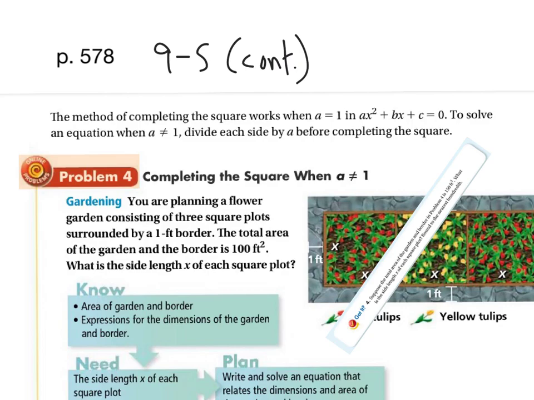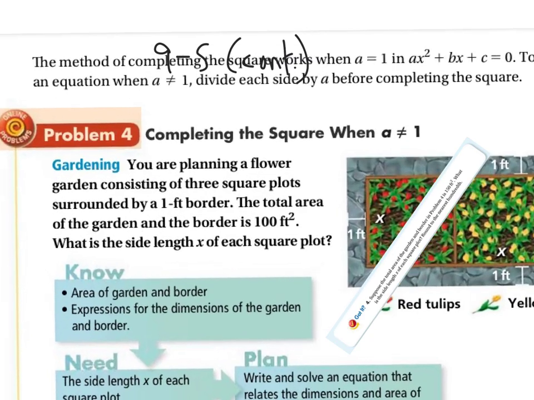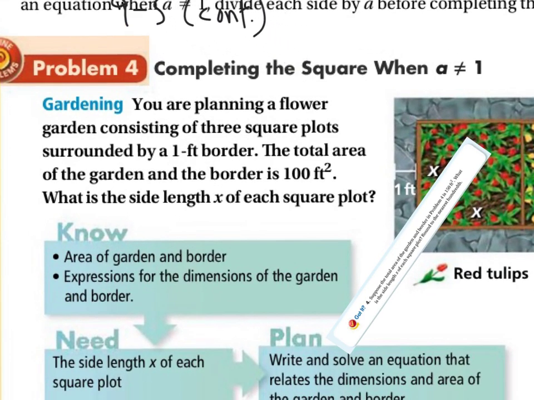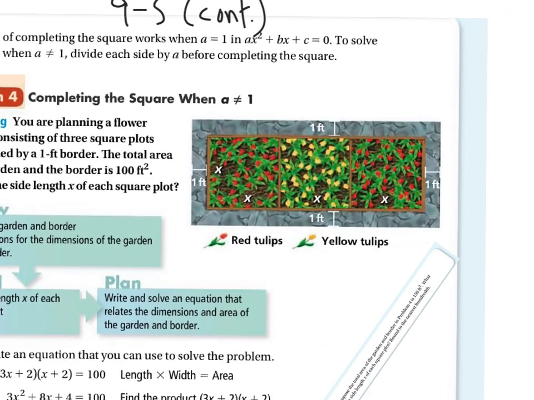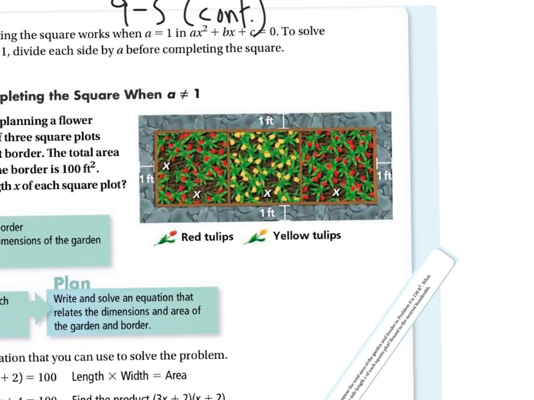So if you look at problem 4, you are planting a flower garden consisting of 3 square plots surrounded by a 1-foot border. The total area of the garden and the border is 100 square feet. What is the side length x of each square plot? So if you look at this, they've got a nice picture drawn for us.